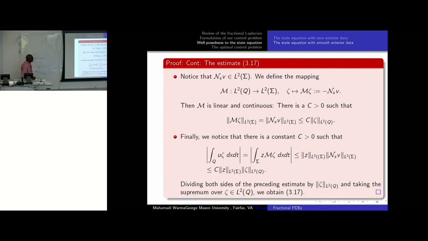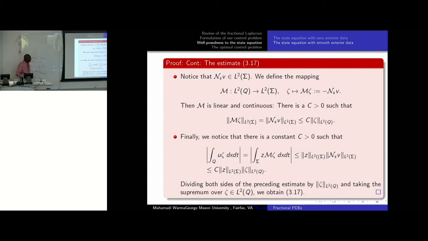Now we have to prove the continuous dependence of the solution. We have said that the non-local normal derivative of V is in L2. Now if we define the mapping M from L2 of Q to L2 of sigma, then M is linear and continuous, and you can find a constant such that the L2 norm of the normal derivative of V is less than C times the norm of psi, as we defined.